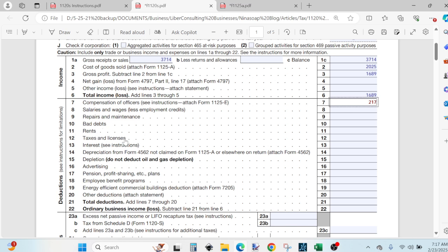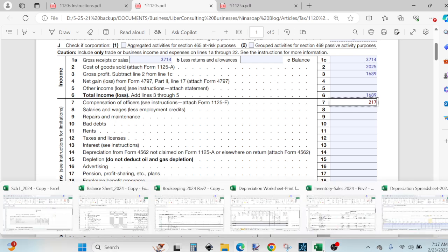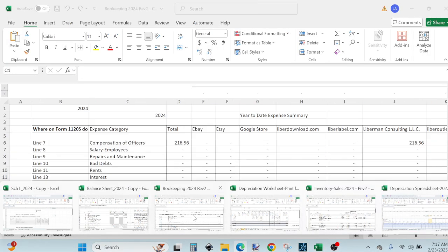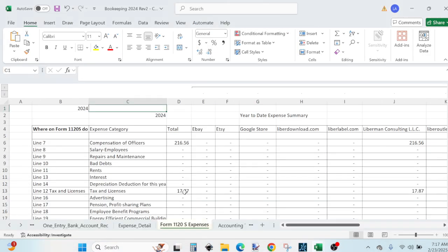So tax and licenses. What I like to put here is more of your payroll tax that you pay during the year. It will be unemployment tax and payroll tax. And in this instance, let's see here, it is 1787.